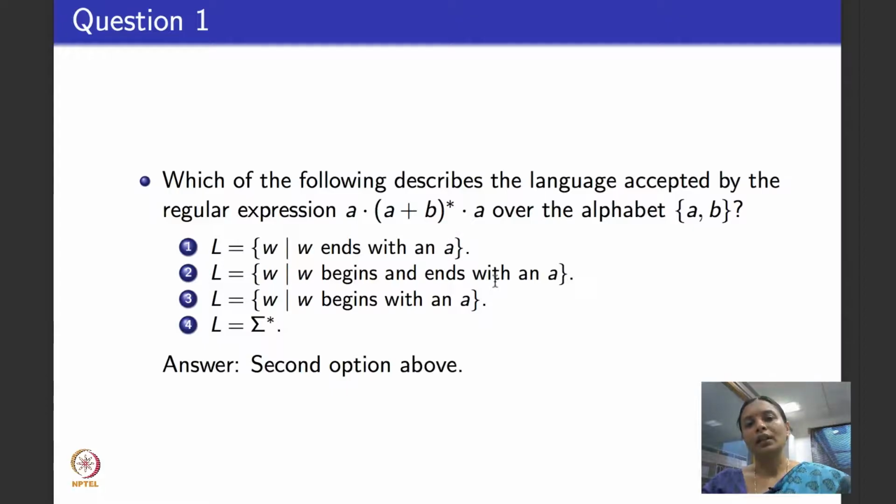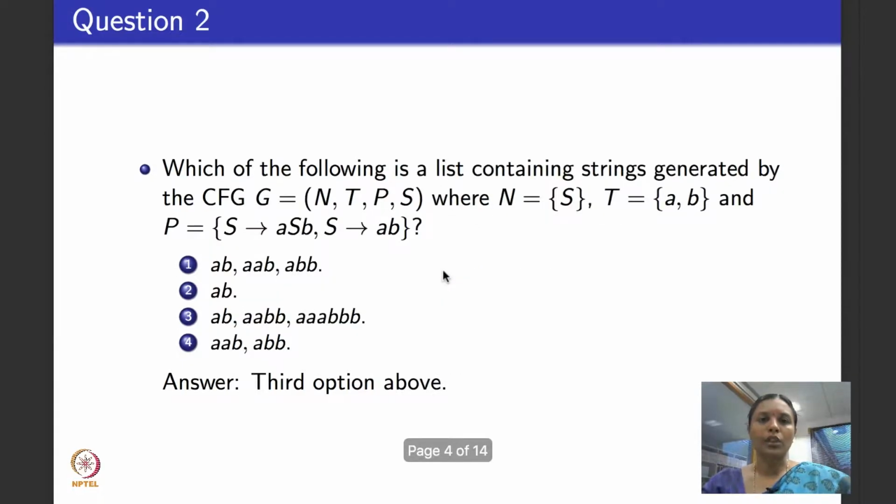It cannot be the first one, because the first one will include the words that begin with b also, whereas this regular expression will not admit that word. And the third cannot be true, because it symmetrically omits the end condition, which means it will include the set of all words that end with b also. Just beginning with a is not enough. For a word to correspond to this regular expression, the word must begin and end with an a. So the second option is the correct option. We'll move on to question number 2.